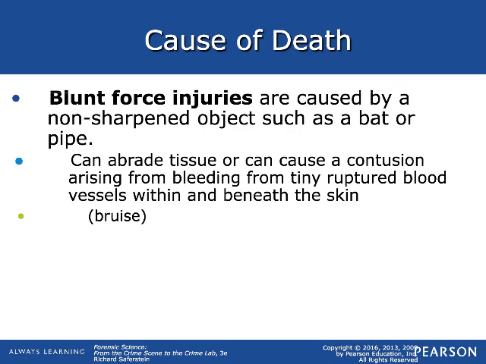Blunt force injuries are caused by, this is funny, a non-sharpened object. It could be like a bat or a pipe, something that's not sharp. Things you look for with blunt force injury are tissue that could be scratched, so abraded, and then bruises or contusions. Contusions come when a blood vessel is broken in the skin or beneath the skin. When it breaks, it starts bleeding, and that results in different colors.